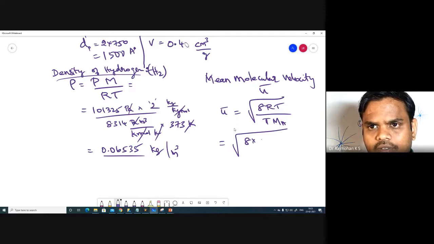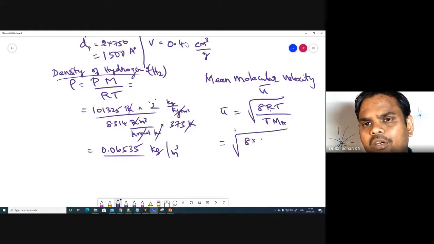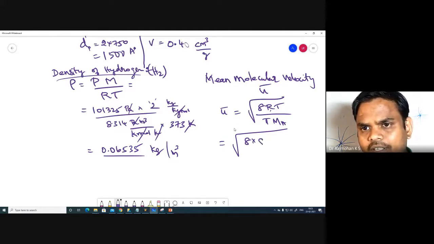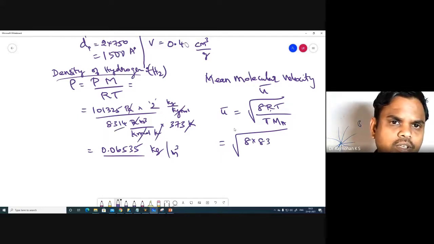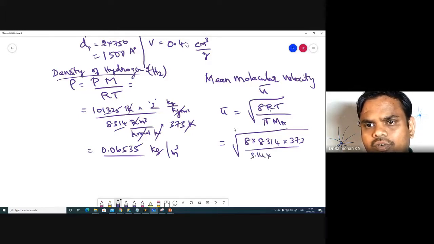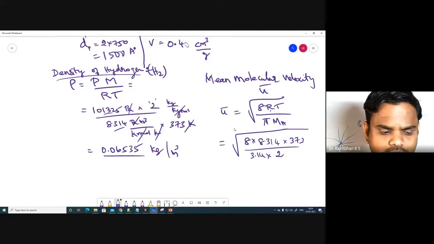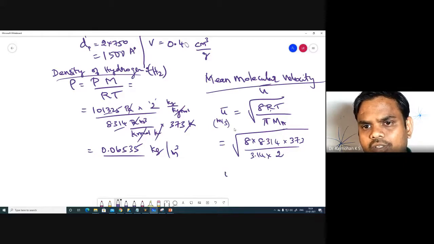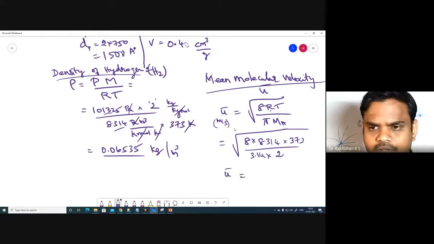Square root of 8 into, in Pascal we have to substitute, remember, because in the formula for lambda we will have the denominator P term, so that P will be in Pascal, and accordingly R will be in Pascal units. That's why here also I made use of Pascal units. 8314 into temperature 373 Kelvin, divided by pi, 3.14 into 2. So what is this value? This is in meter per second. So we get the mean molecular velocity U bar equal to, please use your calculator.